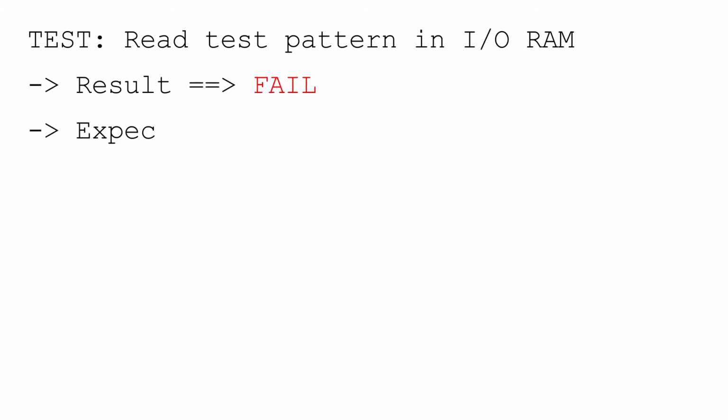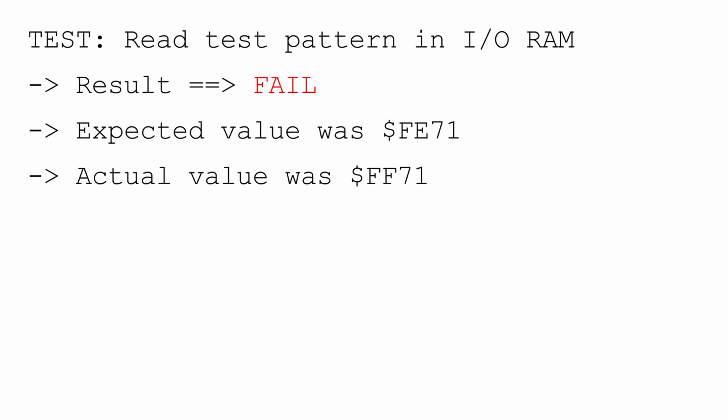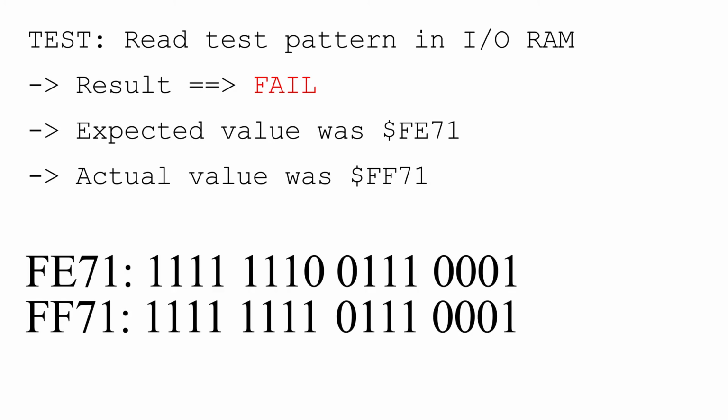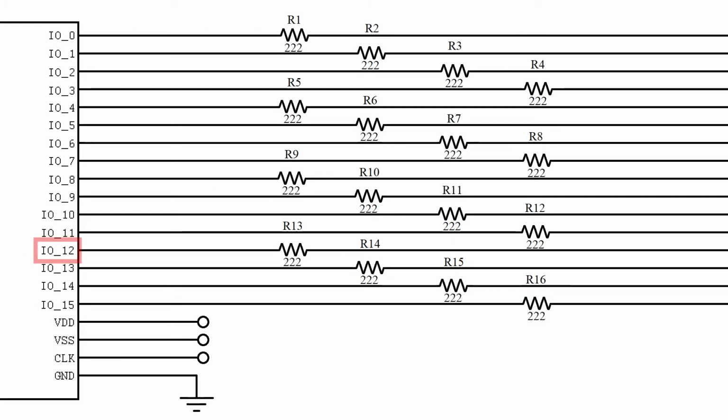Continuing your work, you come across another I/O RAM error. This time, the expected value is hex FE71, and the value that was read was hex FF71. Let's write out all the bits this time. There we go. We can see that here we have a discrepancy in the bit. A 0 was expected, but a 1 was read from the data line. This data line is IO12. What do you think we will find when we go down the data line to the resistor?